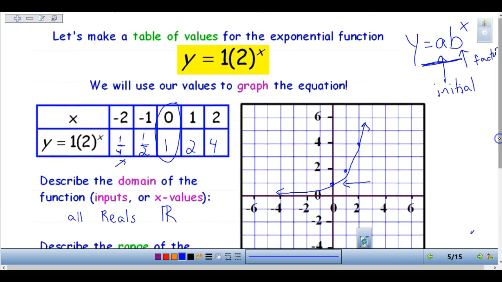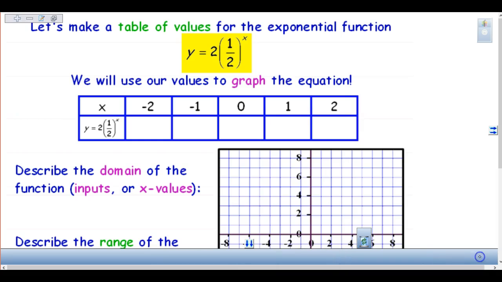But that is generally what any growth equation is going to look like. And again, it might be steeper or something like that, depending on how quickly it is growing, but that's the general idea. Now, if we turn to the next page or slide in your notes, you'll notice we're going to have a table. We're going to make a table again. It's this time going to be 2 times 1/2 to the x power.